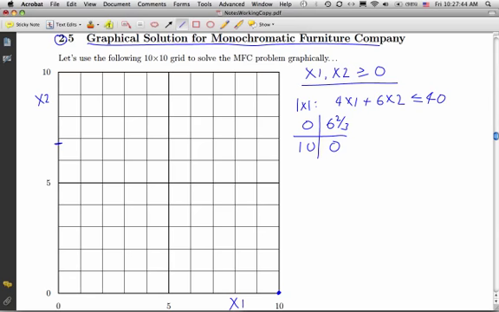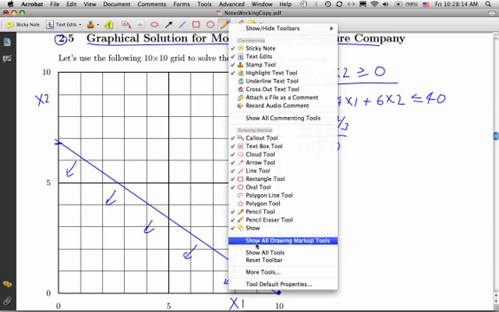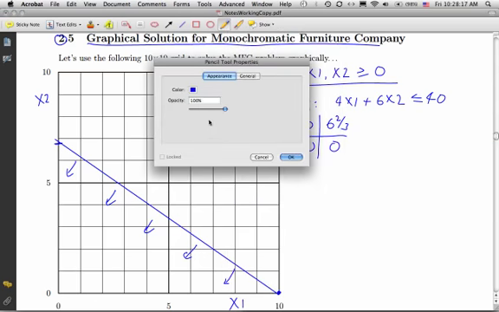And let's see if I can do this. There we go. So this line here represents 4x1 plus 6x2 equals 40. And as I mentioned, we're interested in the less than or equal to 40. So we're interested in this side of the line. And where all of these feasible sides of the lines intersect will be our feasible region. So let me just change colors here and make it, I don't know, red, say.